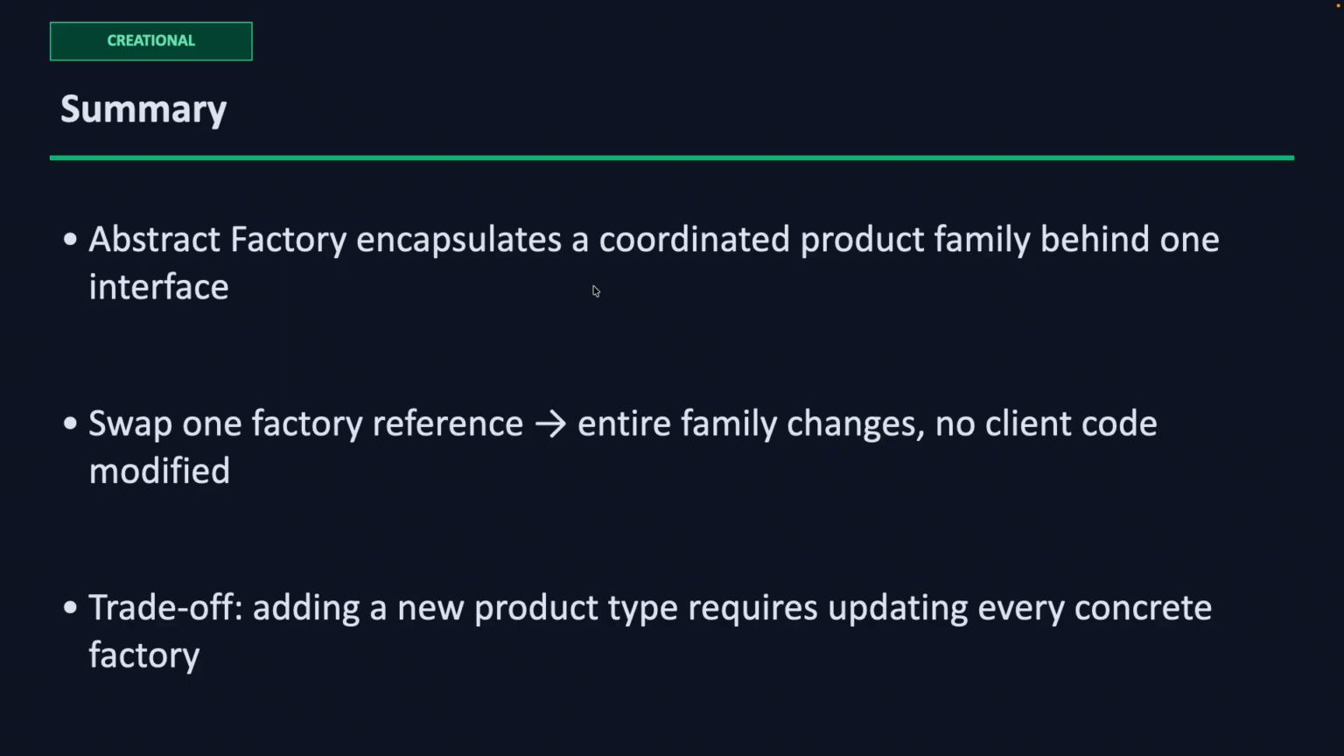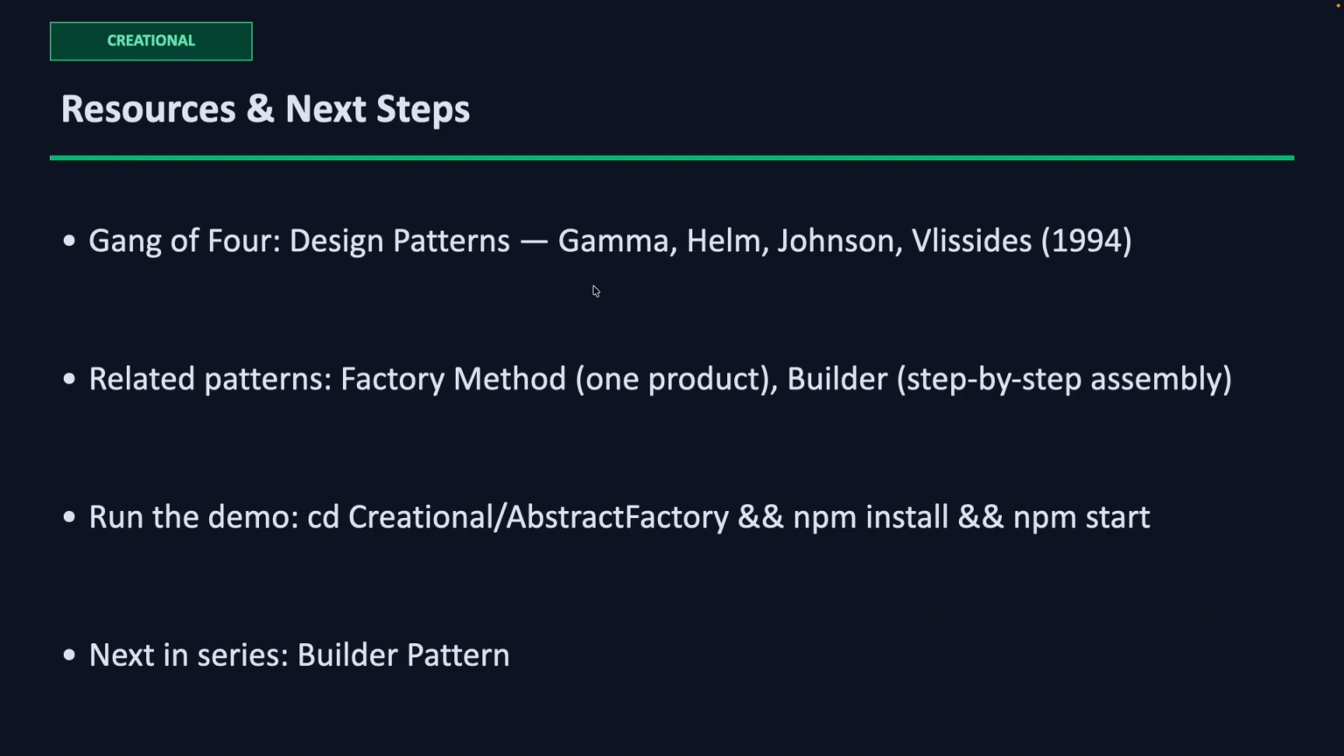In summary, the abstract factory pattern encapsulates a coordinated product family behind a single factory interface. It lets you swap the entire family with a single reference change. There's no client code modification needed. There is a trade-off. Adding a new product type will require updating every single factory implementation. It's one of the patterns where the structure looks more complex than the idea. Once you see the two-axis thinking, the product types on one axis, the product families on the other, it becomes more intuitive very quickly.